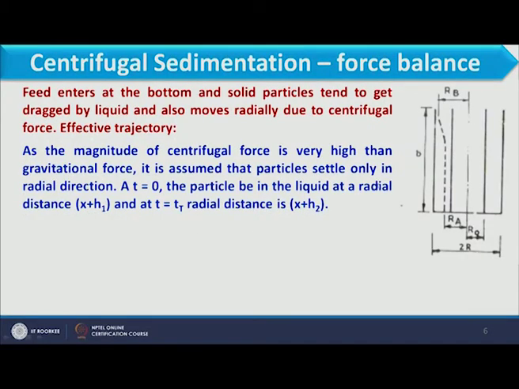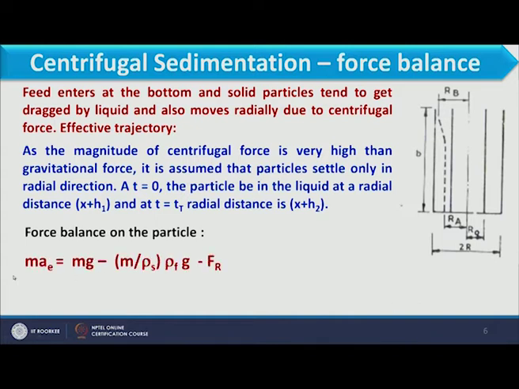So at t equal to 0, the particle will be in the liquid at radial distance x plus h1. For example, if it is x plus h1 over here, at time equal to t it should be x plus h2 at this point. The time required to move this distance would be the residence time in the centrifuge. To calculate this, we make a force balance on the particle, and this is the net acceleration. Here we have mg, due to the weight of the particle itself, minus the buoyancy, and minus the drag force.